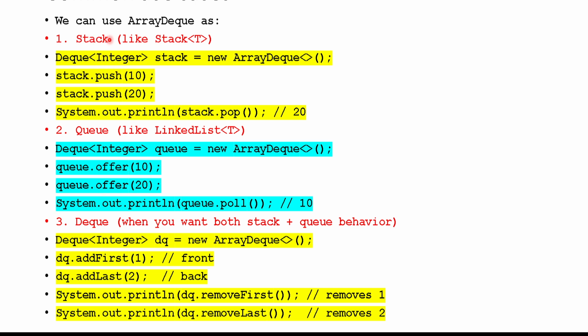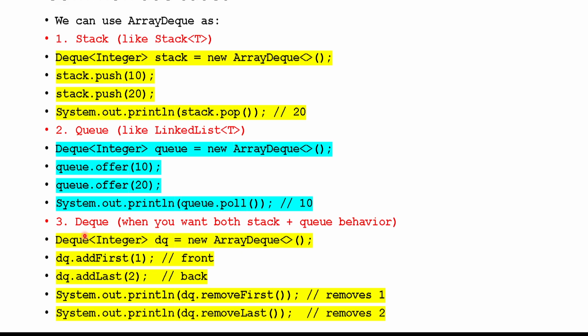When you want the stack, you will use the same thing, but only the object name you can rename, or you can take a generic. You just need to use the methods, the push and then the pop. That is called stack. When we talk about the queue, you will use the offer. And when you want to pop, you will use the poll.